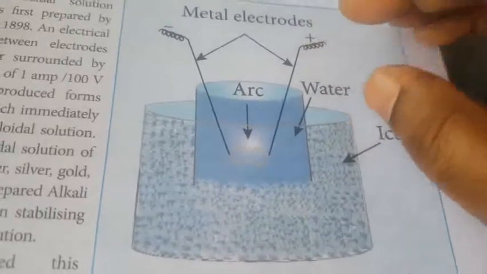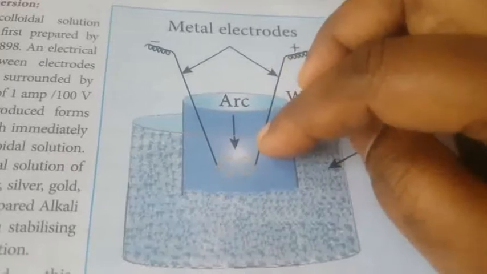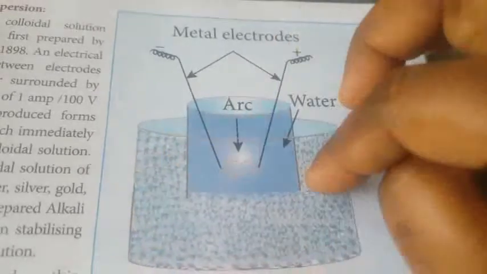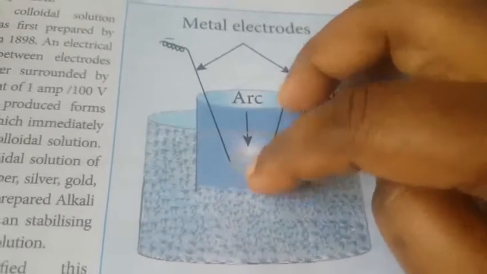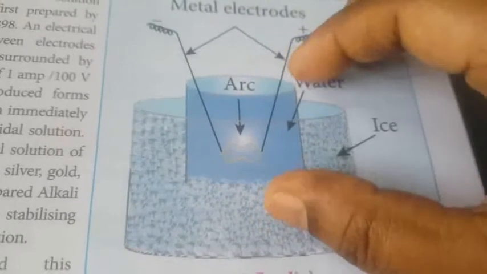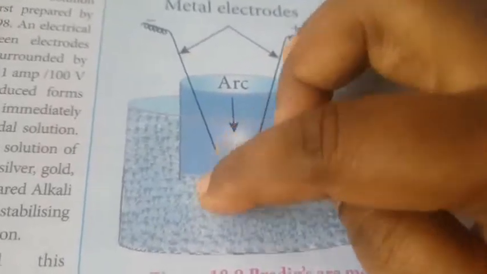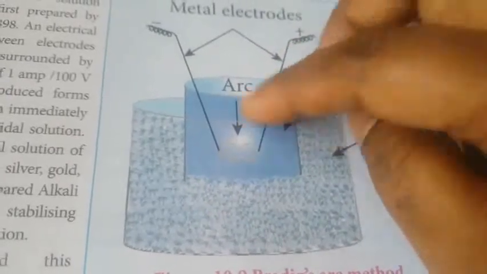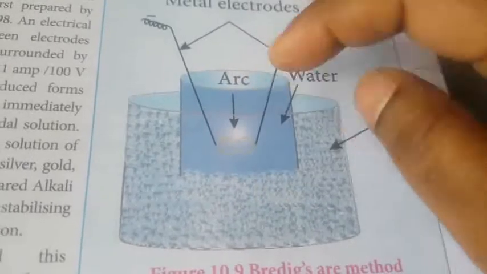What happens when the current is passed? The electrodes dissolve in the electrolyte, and because of the ice it is converted into a colloidal solution. By this method, colloidal solutions of many metals like copper, silver, gold and platinum can be prepared, with alkali hydroxide as the electrolyte. That is the stabilizing agent for the colloidal solution.